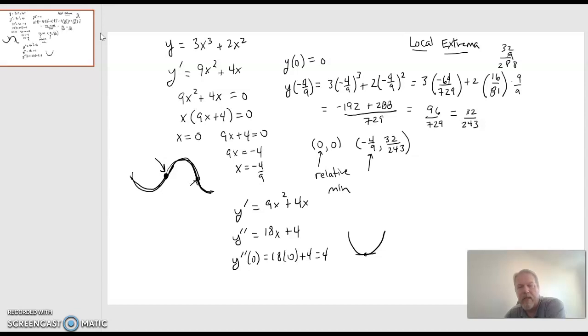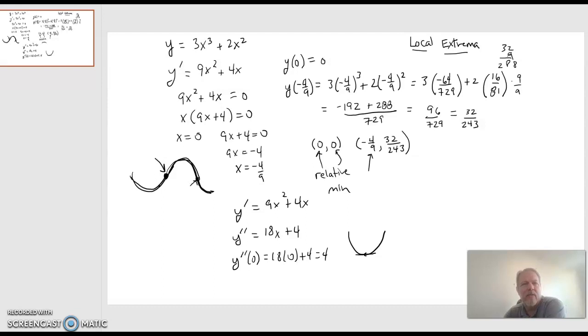Okay. Now, AP Calculus is very particular about how you answer this question. You could say the relative min occurs at x equals 0, and the value of the relative min is f of x equals 0 in this case. Relative min occurs at x equals 0, and the value of the relative min in this case also happens to be 0, but it's f of x equals 0. Okay?